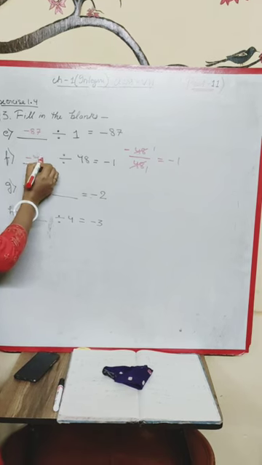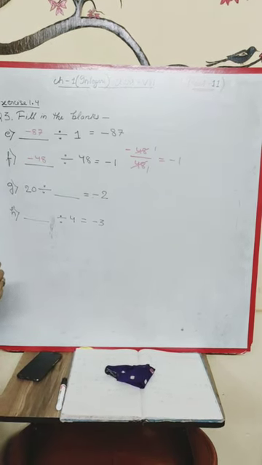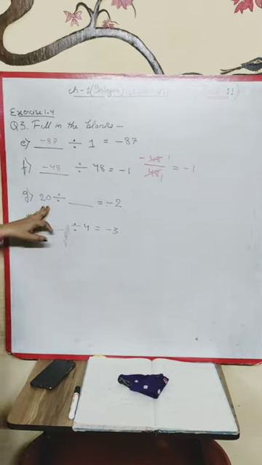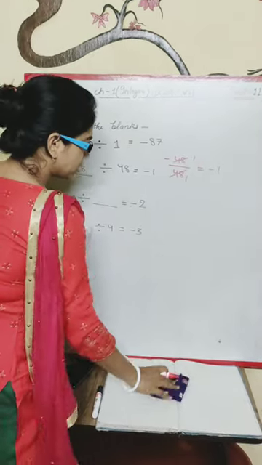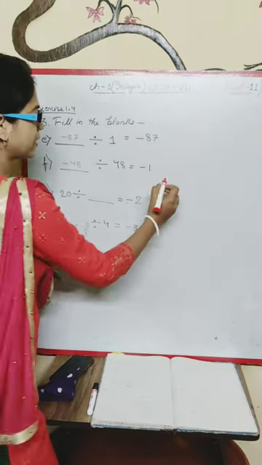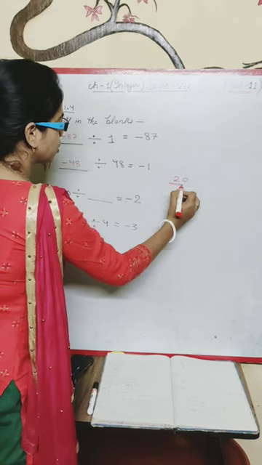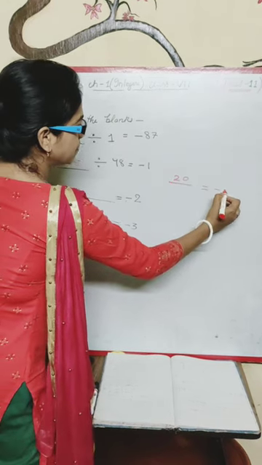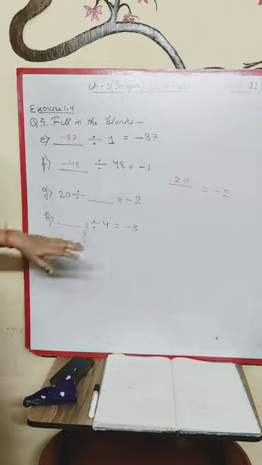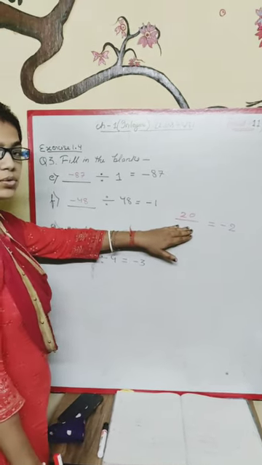Just write down minus 48. Understood? Come to the next question, that is G. 20 should be divided by which number so that the answer will be minus 2? You just see here. Understood? Which number should be divided to 20?